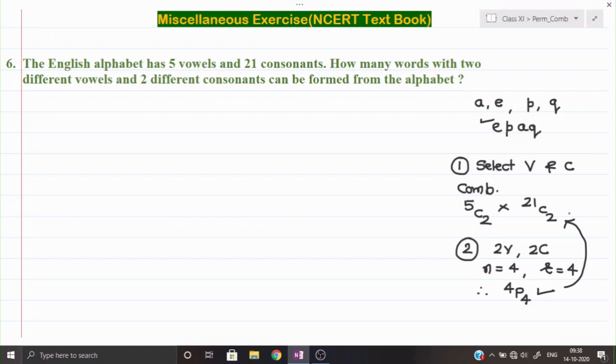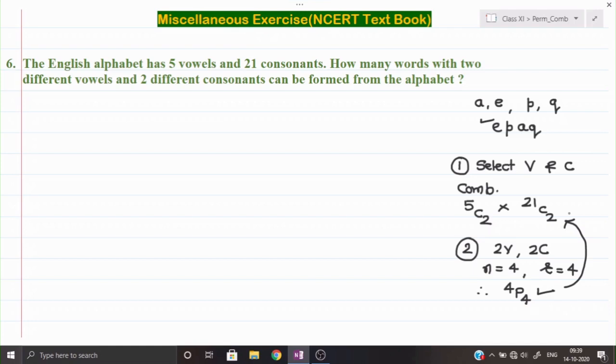So the second stage is to form the word with the letters of 2 vowels and 2 consonants, which can be done in 4P4 ways. Why are we using permutation here? Because with the 2 vowels and 2 consonants, if you change the sequence of the letters, the word will become different. So sequence definitely matters, and therefore we have utilized the formula of nPr.